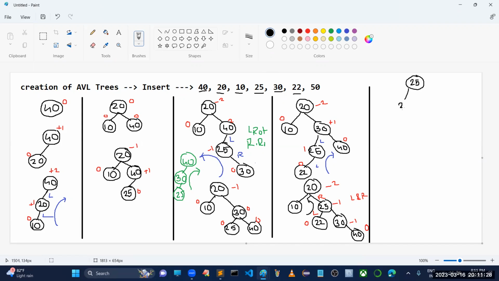For this, 20 will become the left subtree. For 20, 10 will become the left subtree. This 22 is less than 25, that means immediately it will move to the left subtree. It is greater than 20, so 22 will come here. For 25, 30 will become the right subtree. For 30, 40 will become the right subtree. Like this we are getting.